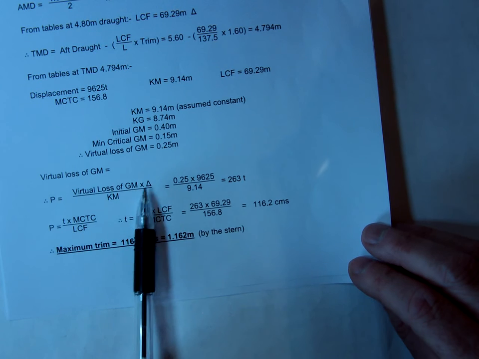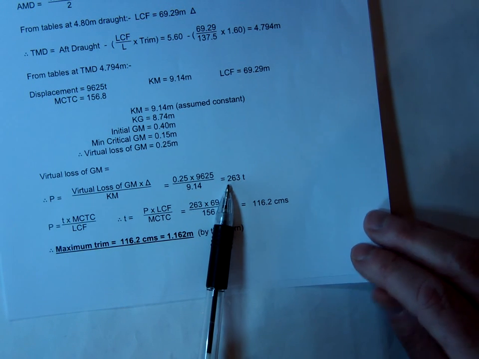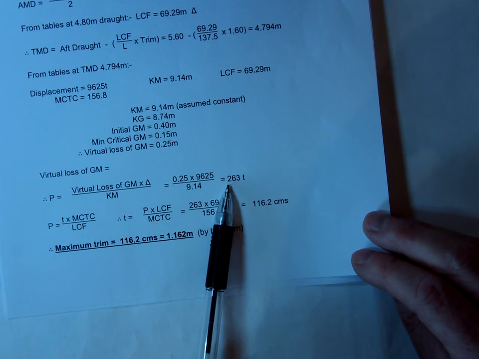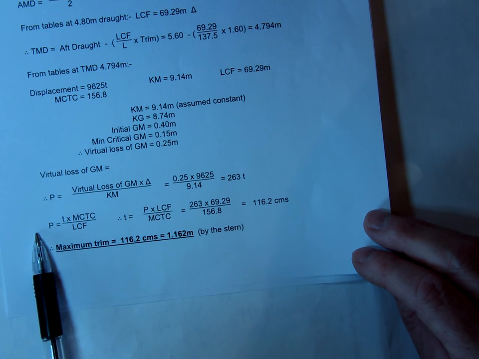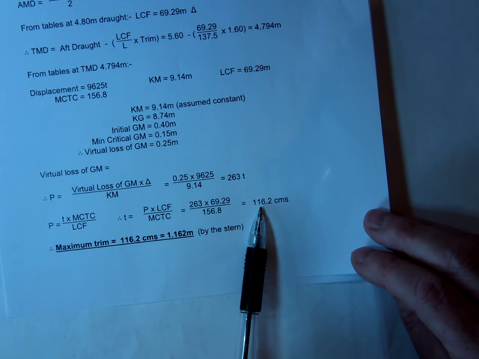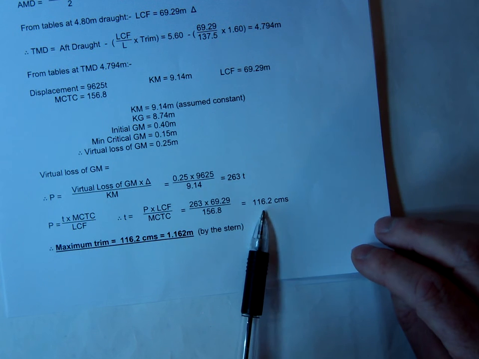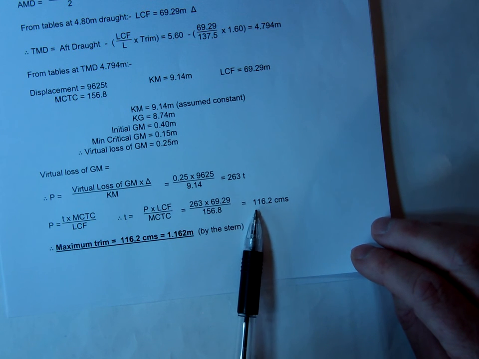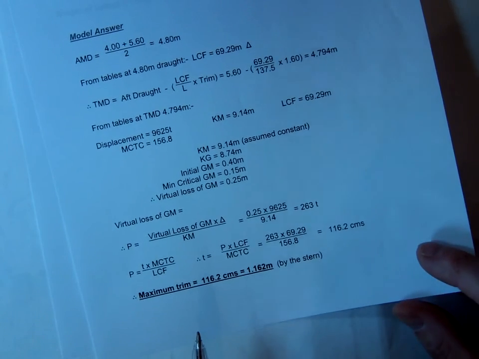When we put them into the formula and transpose it, because we know the virtual loss of GM, we know displacement, we know KM, we find that the maximum P force is going to be 263 tons. Then we can put that into the formula here to work out the total trim. We know the P force, we know MCTC, we know LCF, therefore the trim, and it will come out in centimetres. Don't forget, that's important: the trim will come out in centimetres. So the maximum trim is 116.2 centimetres, or 1.162 by the stern. It doesn't matter which way you write that answer, you won't lose marks whichever way you write it.